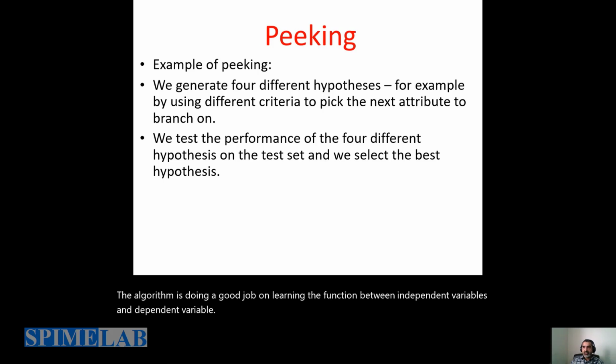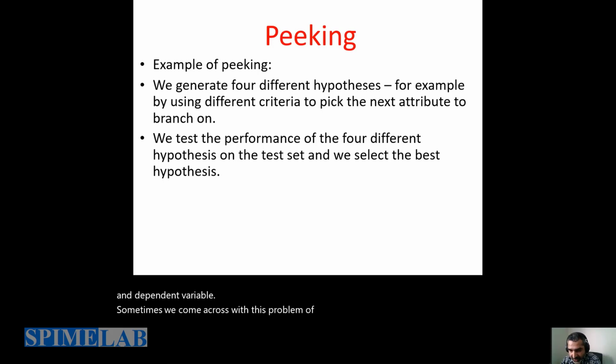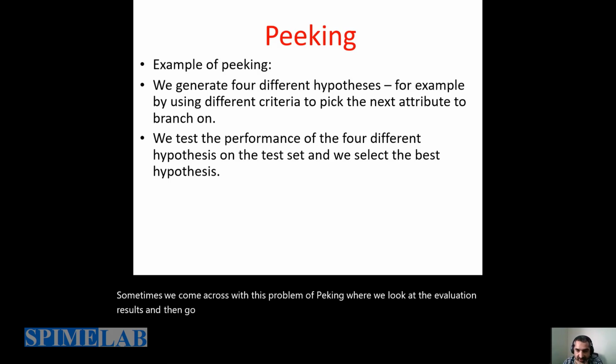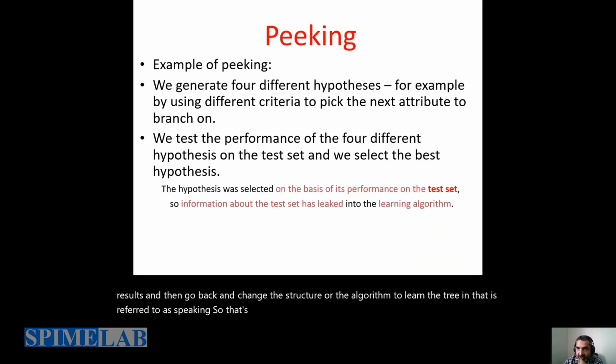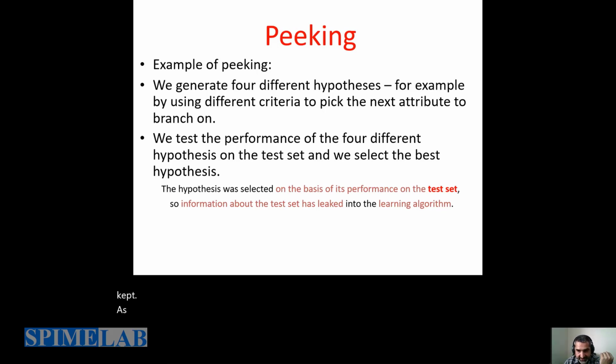Sometimes we come across this problem of peeking, where we look at the evaluation results and then go back and change the structure or the algorithm to learn the tree, and that is referred to as peeking. So that's why in practice, we never get to see the test data. It is kept as future data that we don't have access to.